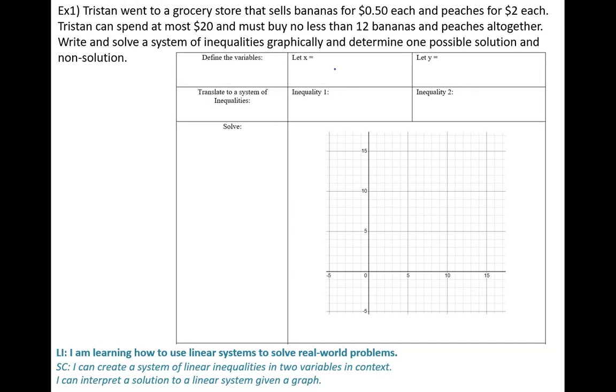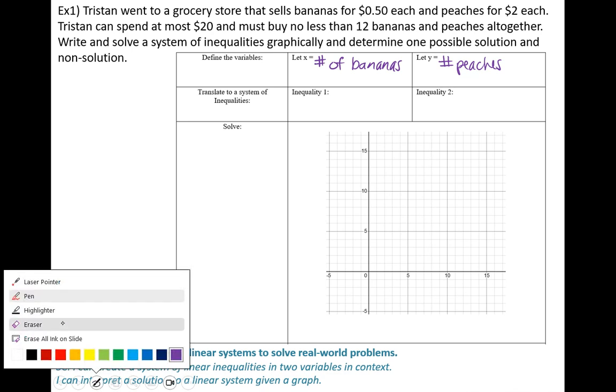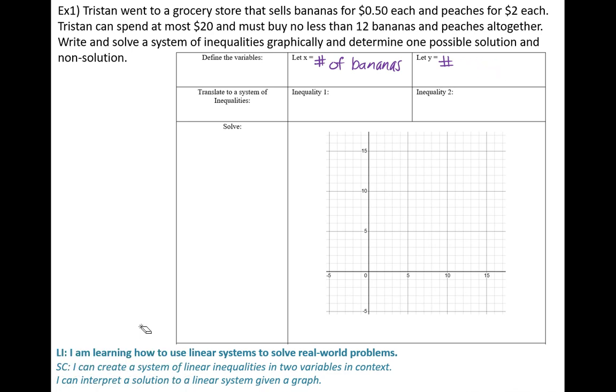So I'm going to make X represent the number of bananas. And I'm going to make Y represent the number of peaches. Okay, so now that we have that, let me sneak in the word of up here. We're going to go ahead and try to write some inequalities here. So we'll start with the first one.